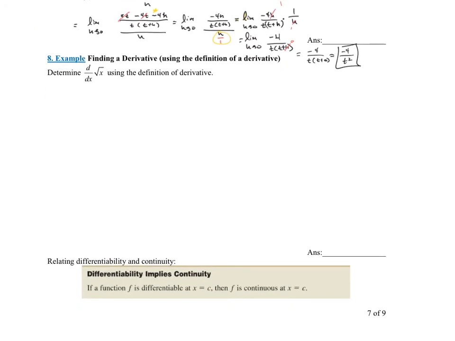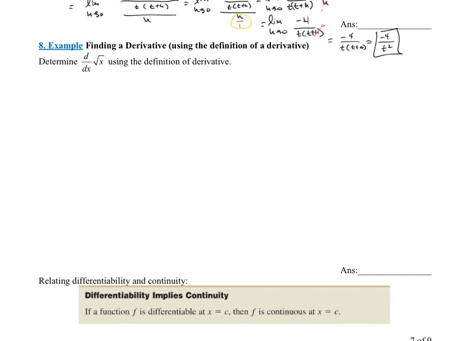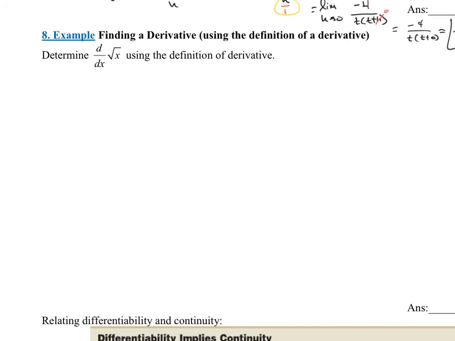Let's look at this next one. Another one of my favorite examples, and again, one or both of these examples will be on the test, or something very similar to it. The next one says, determine d dx of square root of x. So what does that d dx mean? Again, that means the derivative, and we want to use the definition of the derivative.